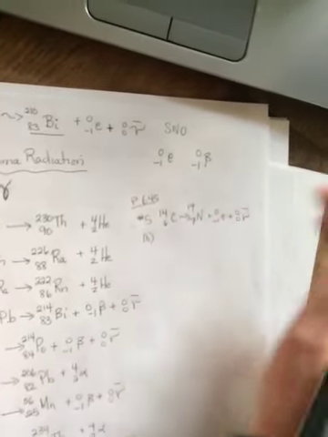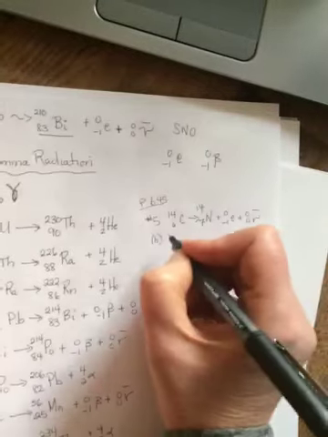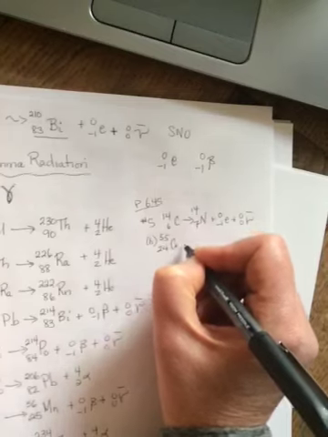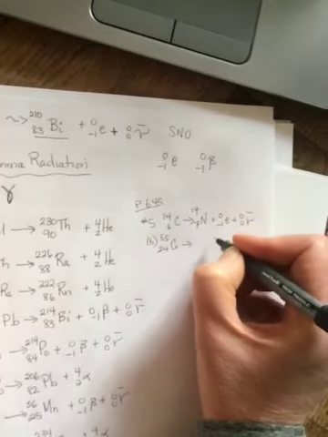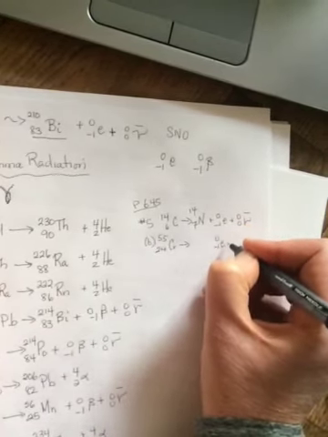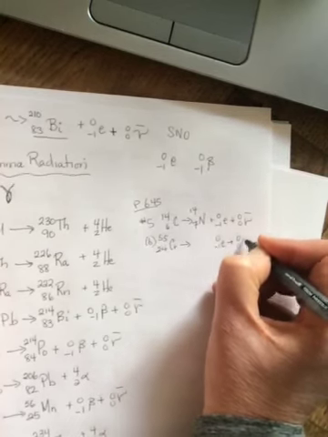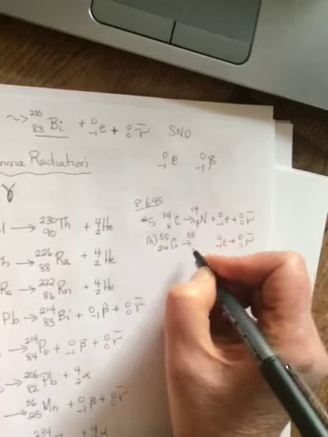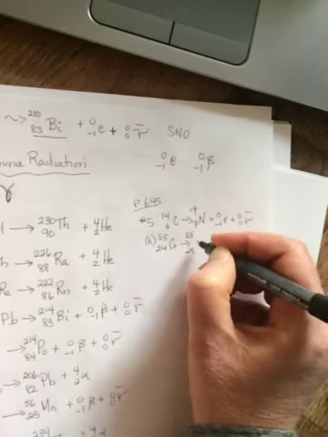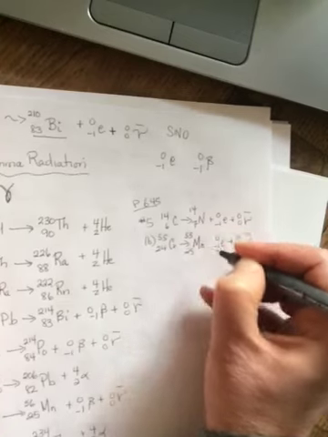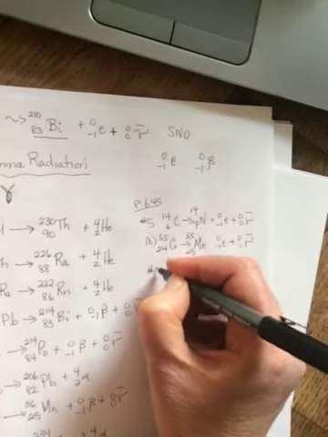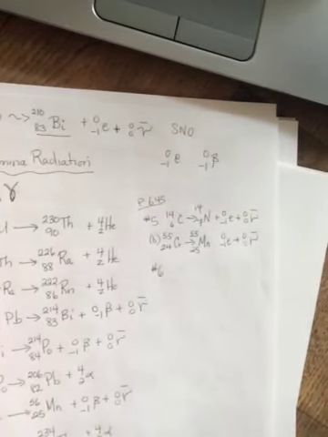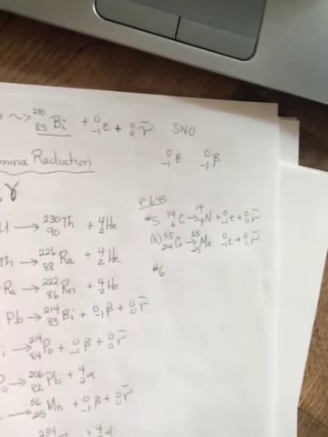B is chromium, so 55, 24 Cr, and it is also giving off a beta particle, so 0, negative 1 E, plus 0, 0 with the antineutrino. So the top again has to be 55 and the bottom must be 25. Look it up in the periodic table. It's manganese again, Mn.